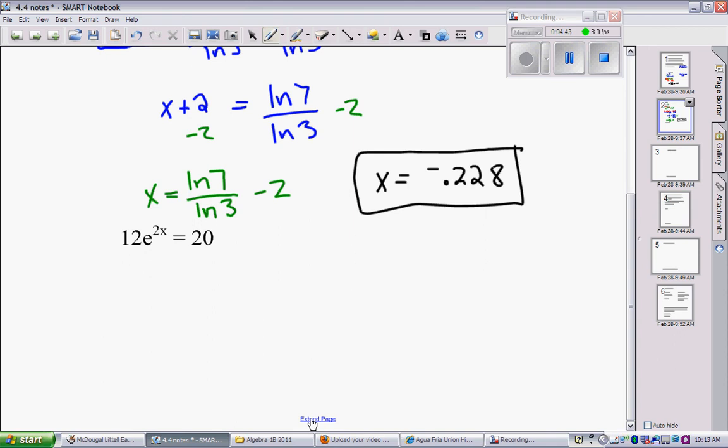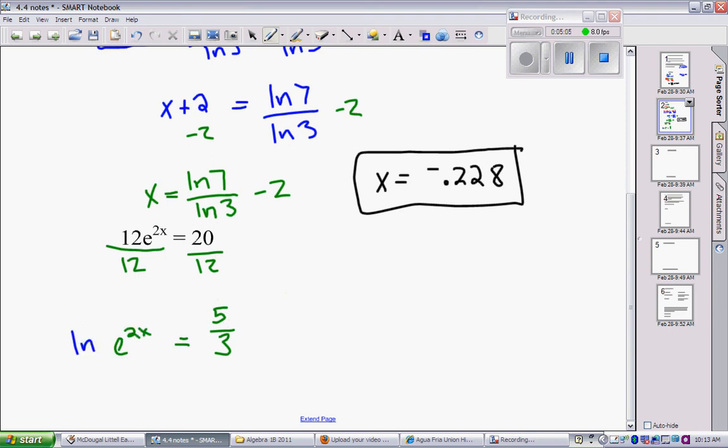Now we have 12e to the 2x equals 20. That 12 is multiplying the e to the 2x. So our first step is to divide by 12. 20 over 12, it does not go in evenly, but we can reduce it to 5 over 3 equals e to the 2x.